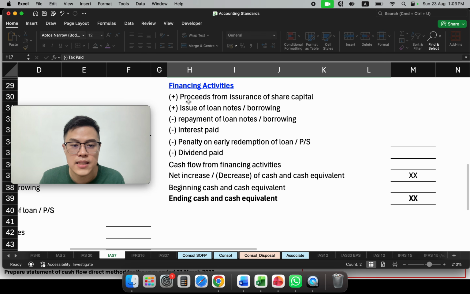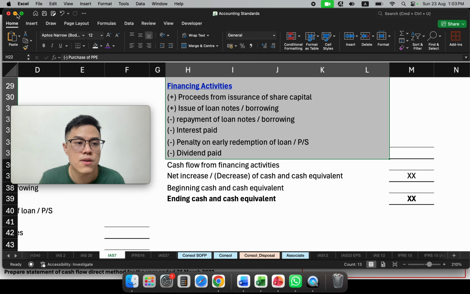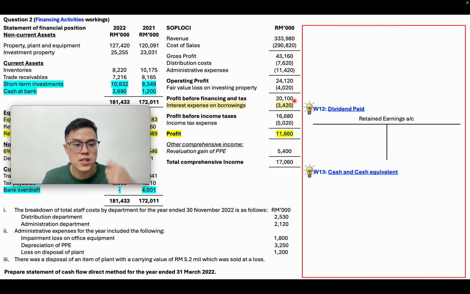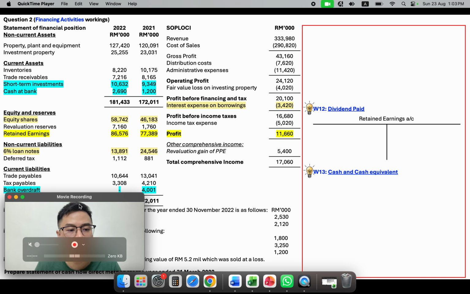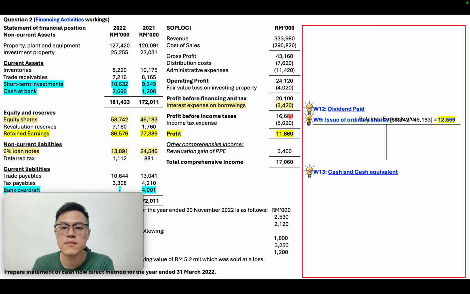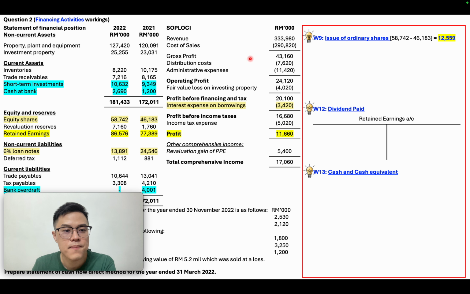So financing activity, again, you need to ask yourself 4 things. How much money we receive from share, how much money we receive or pay on our loan, how much money we pay for interest, and how much money we pay for our dividend. So in here, let's start off with our ordinary share. It's an increase by 12,559.